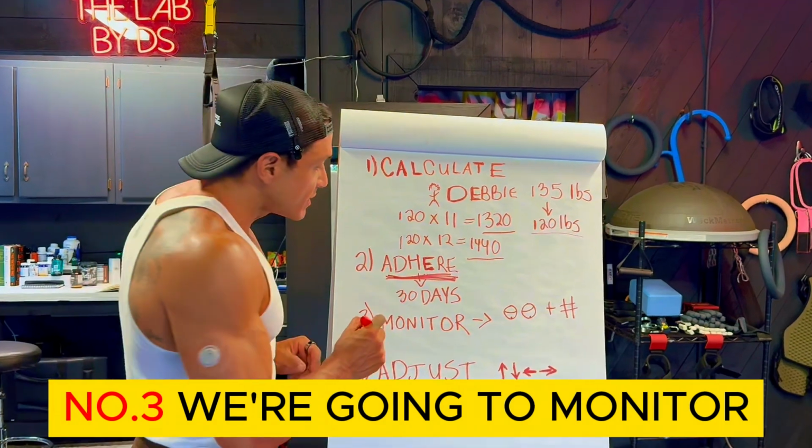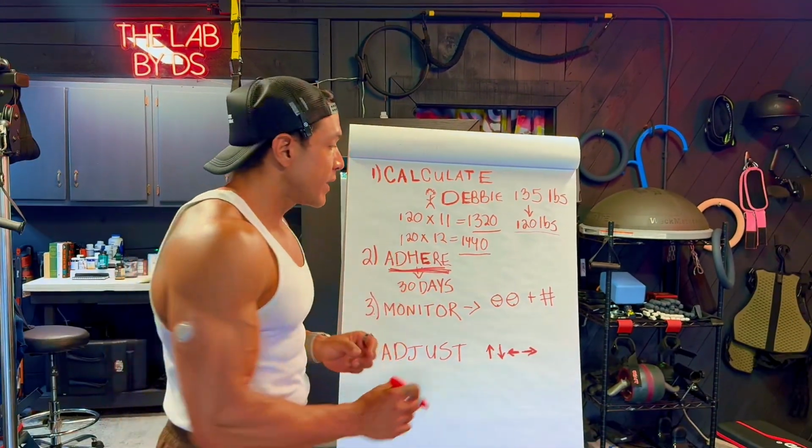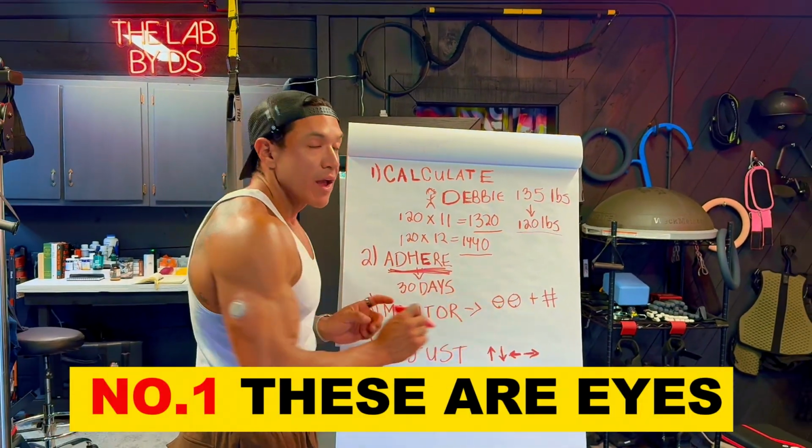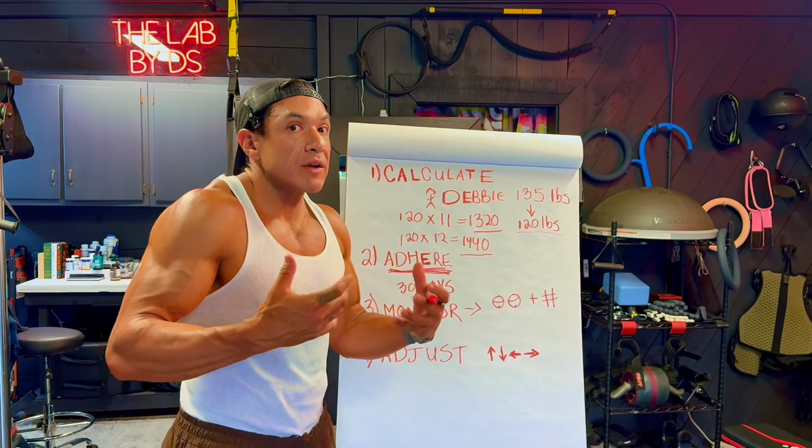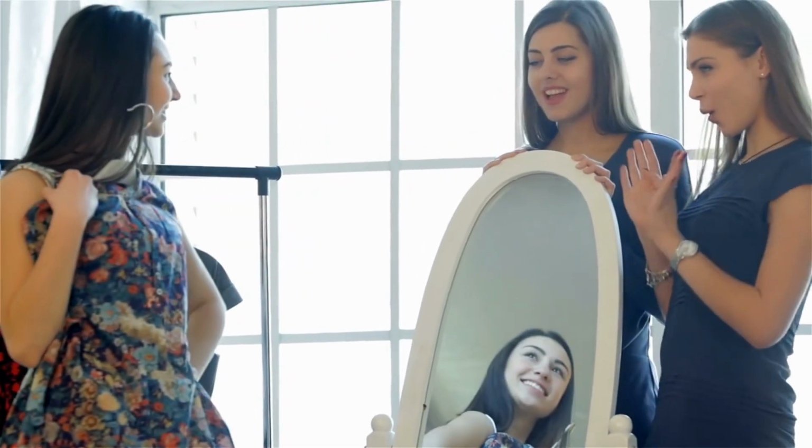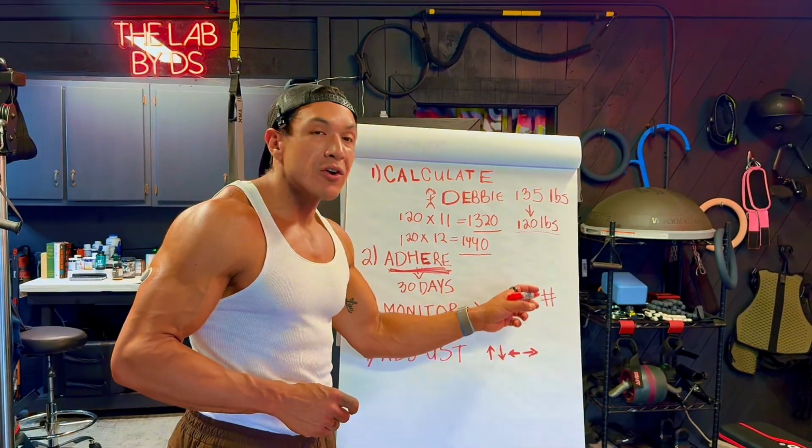Next, number 3, we're going to monitor. And we're gonna monitor in 2 different ways. Number 1, these are eyes. These are googly eyes right here. We're gonna monitor by what we see. How do we look in the mirror? How do we feel? How do our clothes fit? Then the next most important part, we're going to monitor with a number.